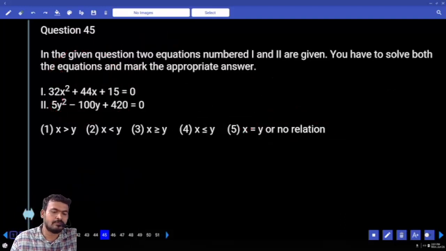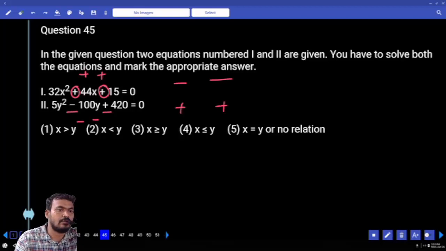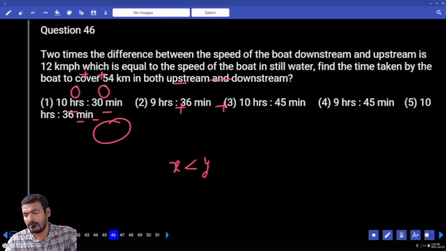I think it is also a three-case question. In the first equation, what is the product value? Positive. Sum also positive. Initial roots are positive, but final roots are negative. Second equation, product value positive. Sum is negative. Initial roots are negative, but final roots are positive. Then the answer is x is less than y. Question number 46.